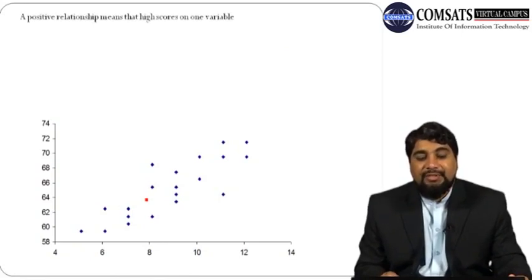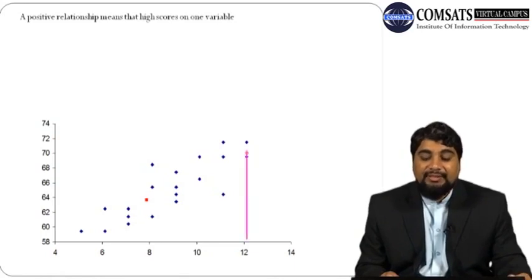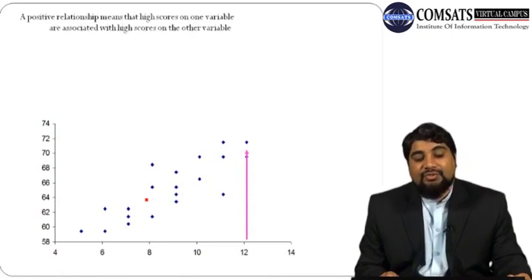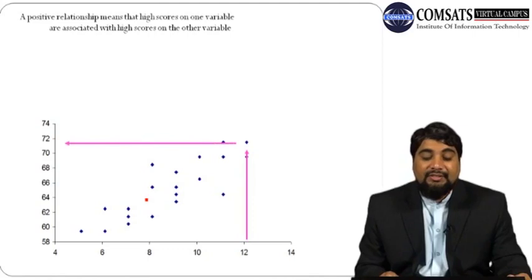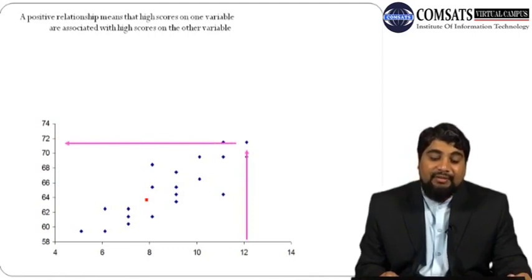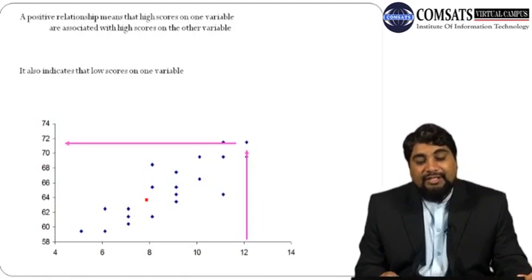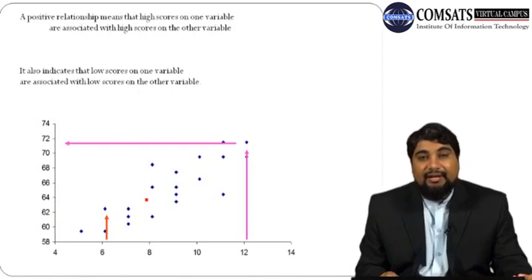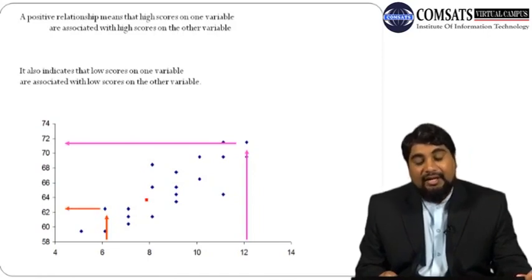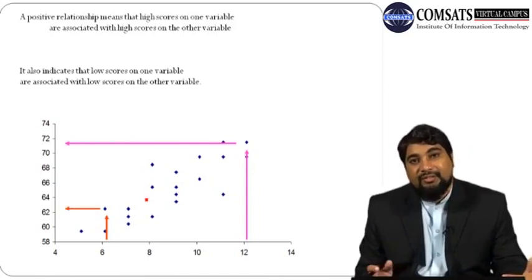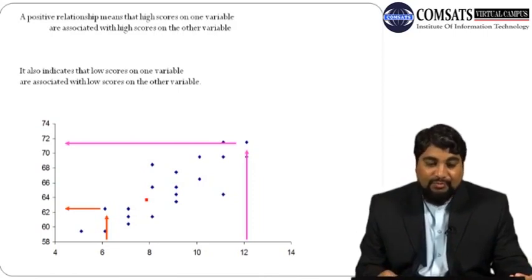A positive relationship means high scores on one variable, here the value is around 12, are associated with high scores on the other variable. So the x value is 12 and the y value is around 72. A high value of x is related to a high value of y. It also indicates that low scores on one variable, let us consider around 6, are associated with low scores on the other variable. So a high score matches with a high score and a low score matches with a low score.